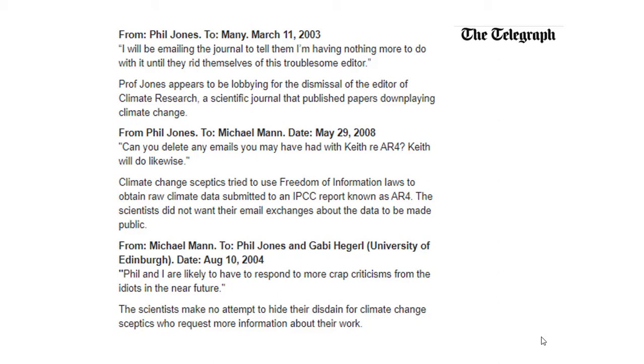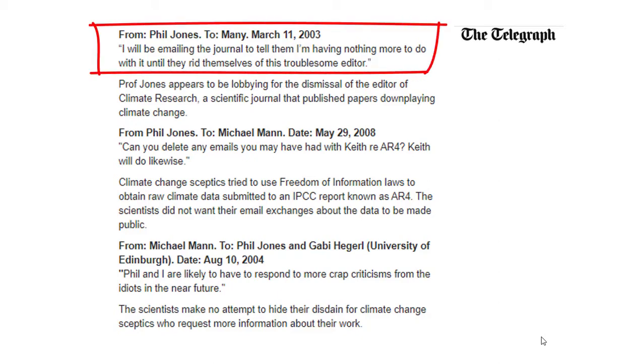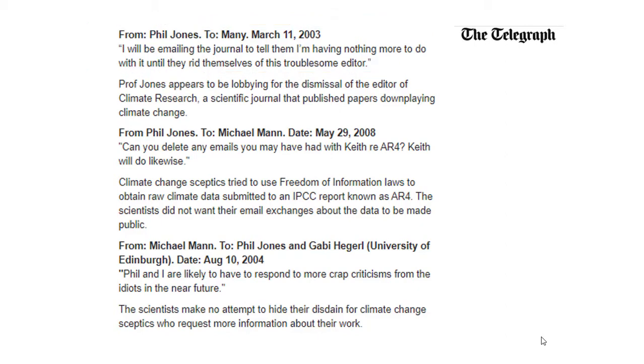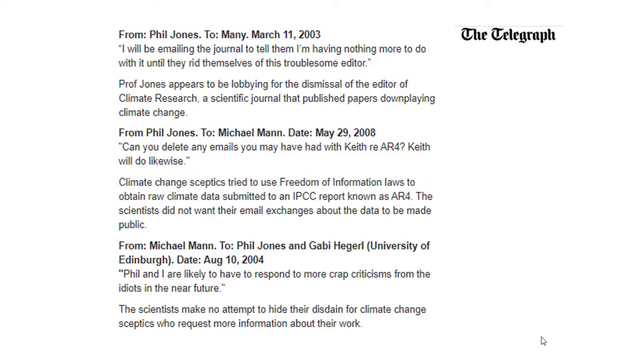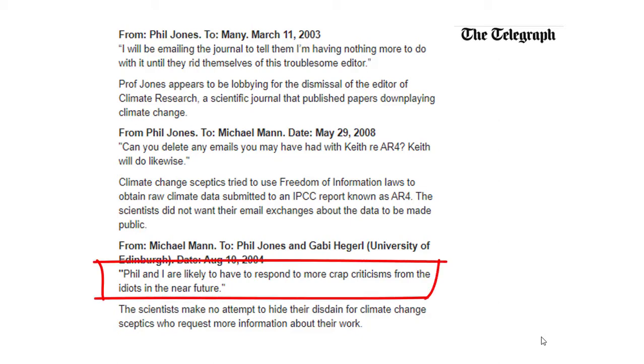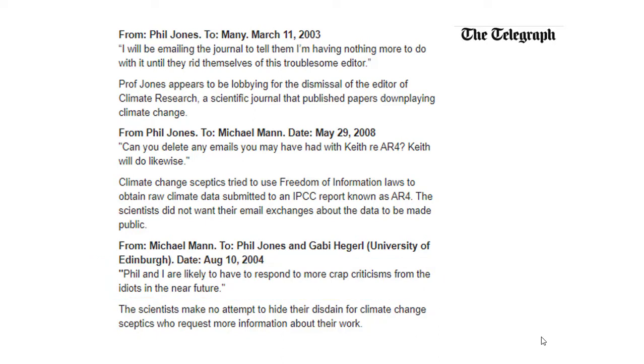So things like, as you can see, I would be emailing the journal to tell them I'm having nothing more to do with it until they rid themselves of this troublesome editor. Can you delete any emails you may have had with Keith or AR4, such as an IPCC report? And then, more and more, as you can see, are likely to have to respond to more crop criticisms, etc. Yes, it's tedious. Yes, I am not a climate scientist, so I can only begin to imagine.